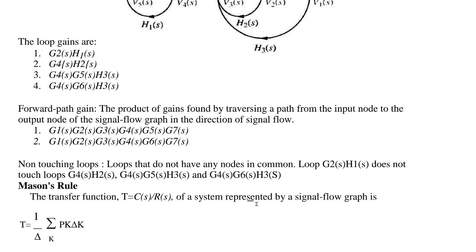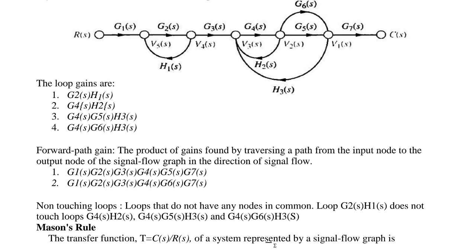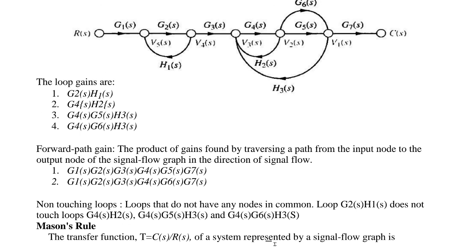The next thing is non-touching loops. That means loops that do not have any nodes in common. If you compare the loop gains, two loops that have no common nodes are two non-touching loops. In our diagram, G2 H1 of s and G4 H2 of s are non-touching loops. Similarly, G5 H3 and G4 G6 H3 are also non-touching loops.